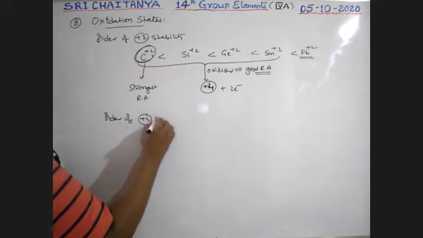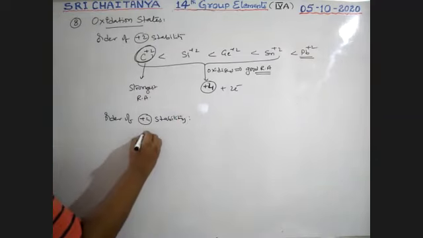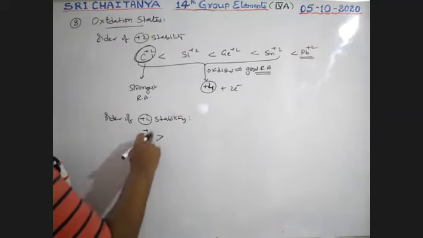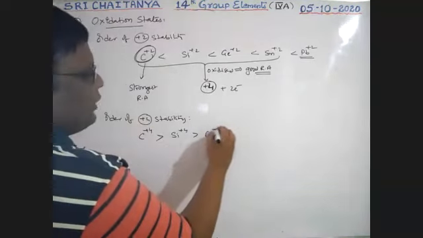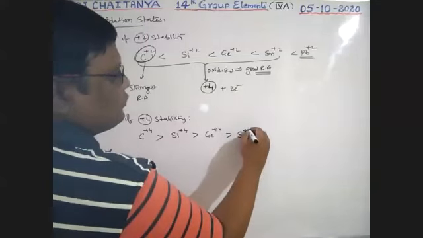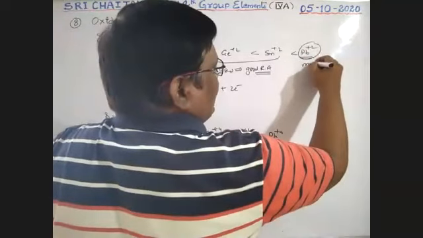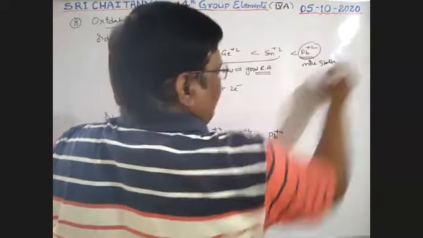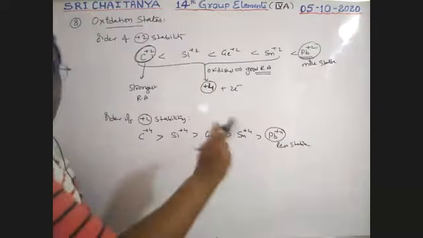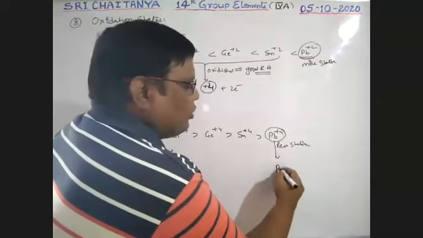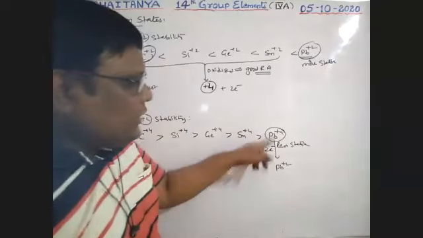Similarly, the order of +4 stability is C+4 greater than silicon +4 greater than germanium +4 greater than tin +4 greater than Pb+4. Here it is more stable, and here it is less stable. Because it is less stable, it is ready to convert into Pb+2 by gaining 2 electrons. So that means it is reduced.